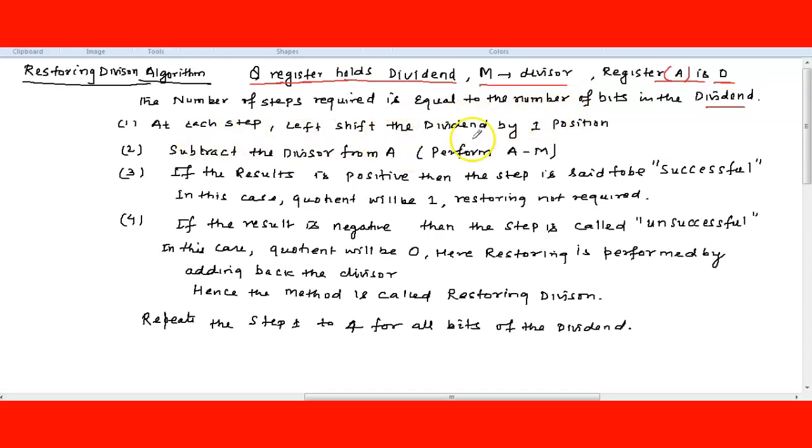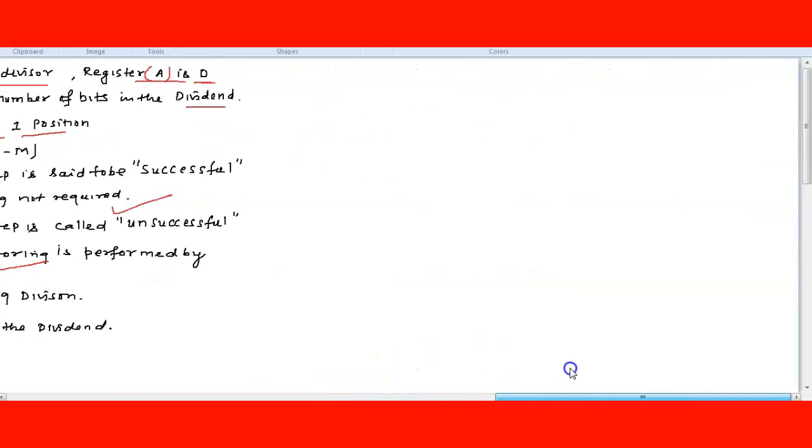At each step, first do the left shift of the dividend by 1 position, then subtract the divisor from A. If the result is positive, then it is said to be successful. In this case, the quotient bit will be 1, and restoring is not required. If the result is negative, then the step is said to be unsuccessful. That time the quotient bit will be 0, and restoring is performed by adding back the divisor. Hence this method is called restoring division. And repeat steps 1 to 4 for all the bits of the dividend. So we'll solve an example, then we'll come back to it.